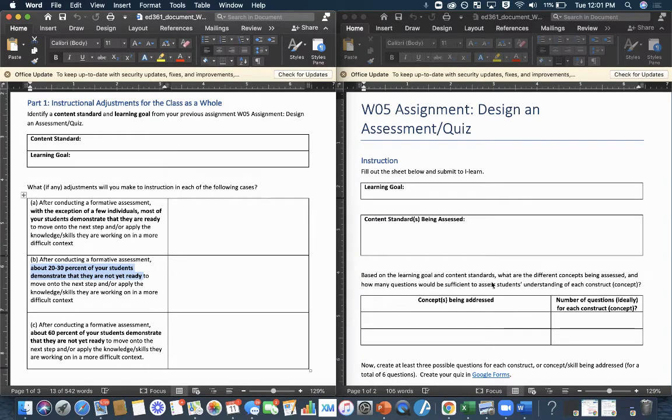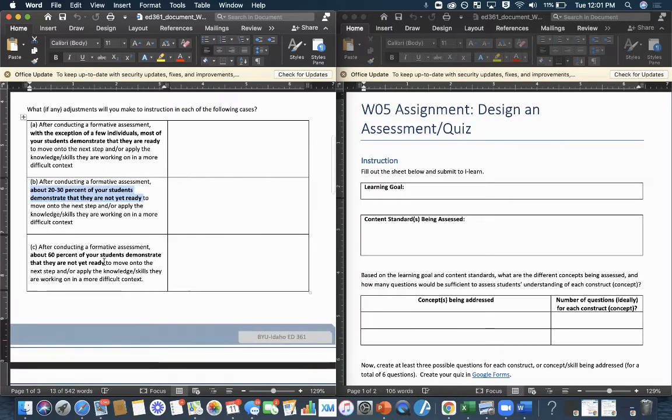Remember, this is if you administered this quiz that you designed before. Okay? Then what happens if more than half, about 60% of your students demonstrate they're not ready to move on? What would be your plan for how to adjust and adapt your instruction? So what you're doing is showing that on a class-wide scale, this is what I would do if I was able to see the results and say, okay, I'm going to make some changes to instruction, all based on administering this assessment or quiz that you designed in a previous assignment.